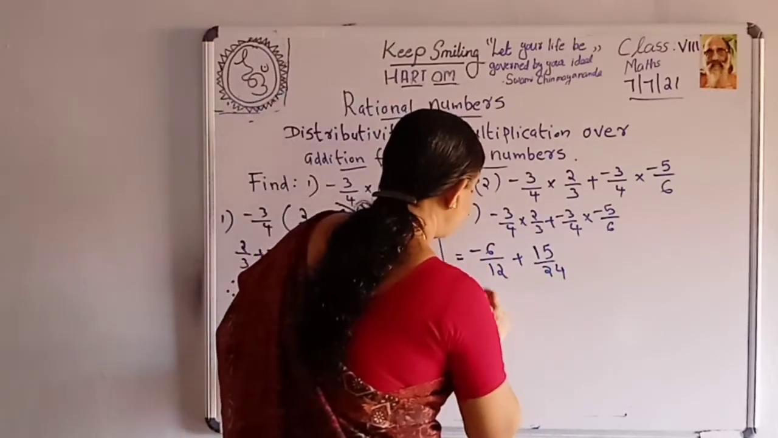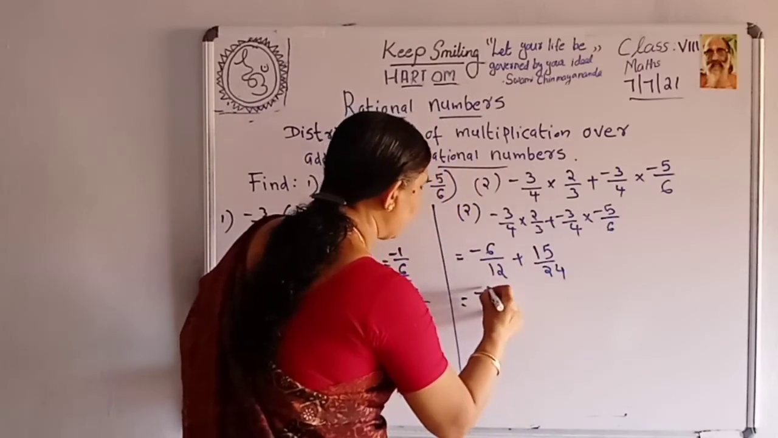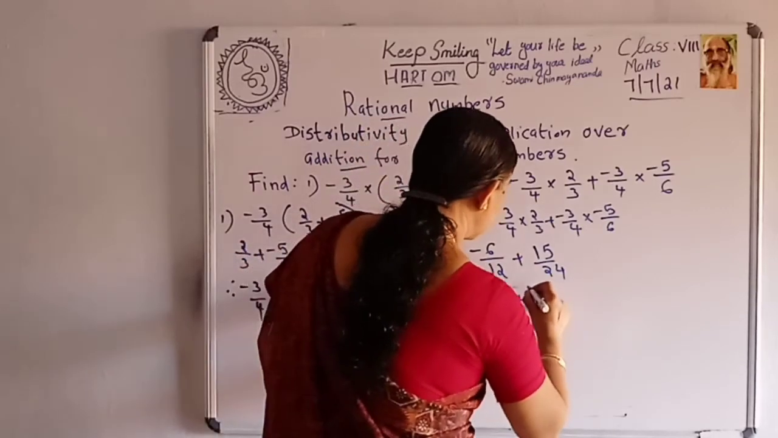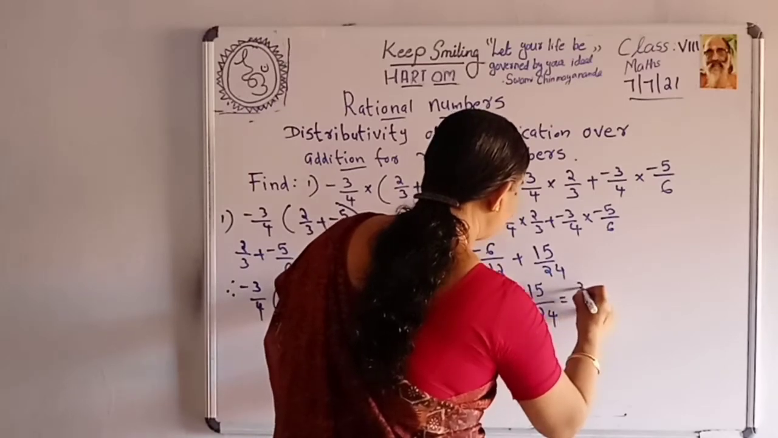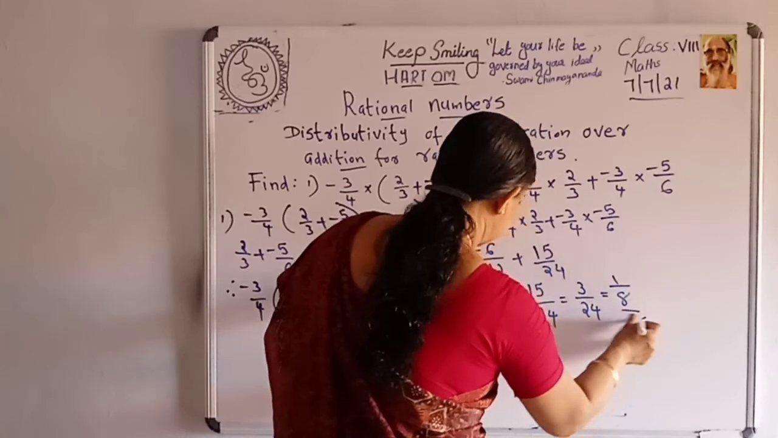Then 12 into 2 is 24. Then minus 6 into 2 is minus 12. Minus 12 by 24 plus 15 by 24 is equal to 3 by 24, or it is equal to 1 by 8.